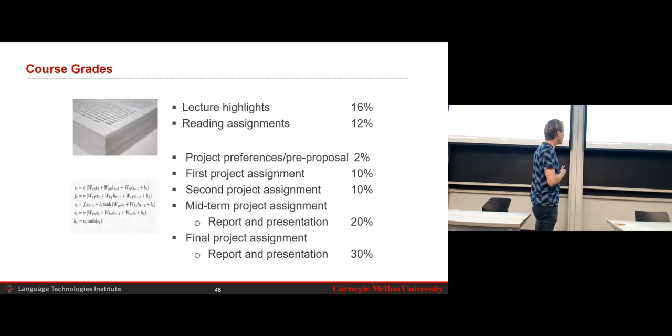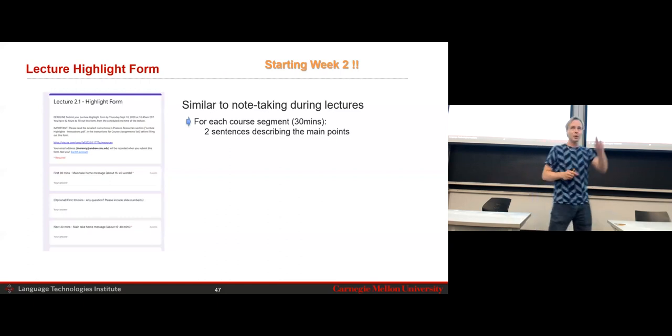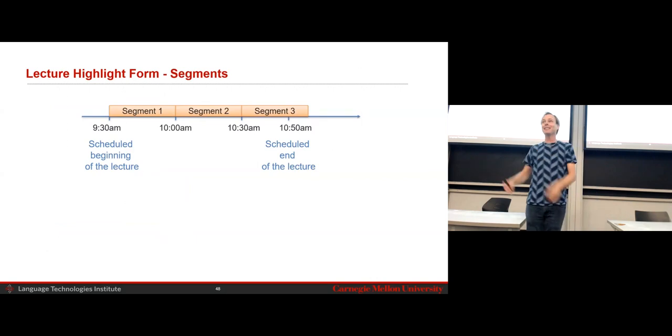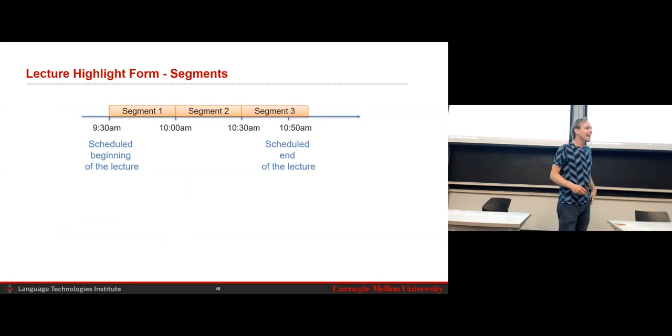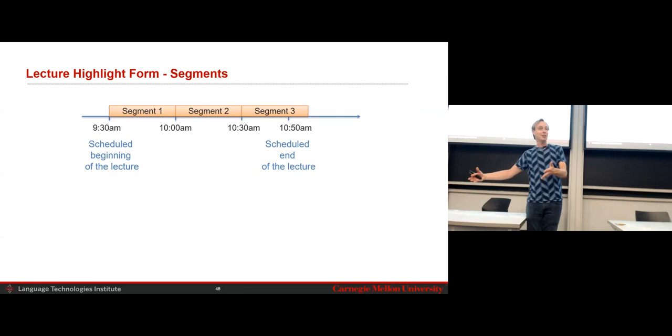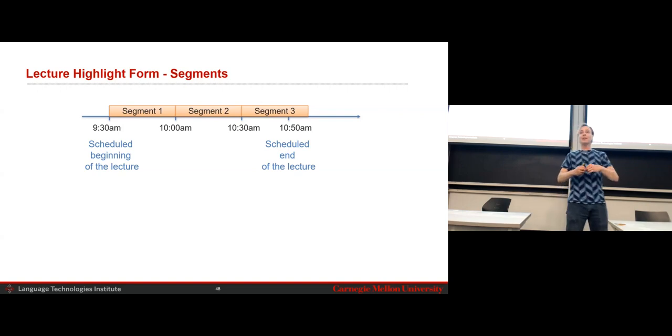I just want to show two things left. The highlight form, starting next week, is a form for you to take notes on the class. The idea is the following: the class is split into 3 segments. I will have my alarm. After 30 minutes, you have to write 2 bullet points, 2 sentences of what you've learned during that first 30 minutes, what you've learned in the second 30 minutes, and what you've learned in the last 20 minutes. And then you also have what you've learned for the whole lecture.